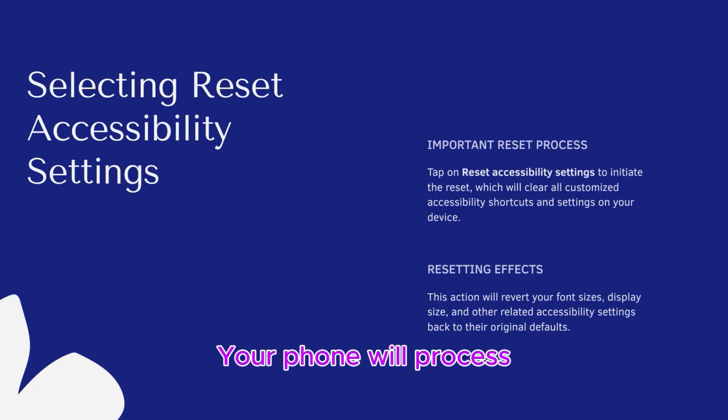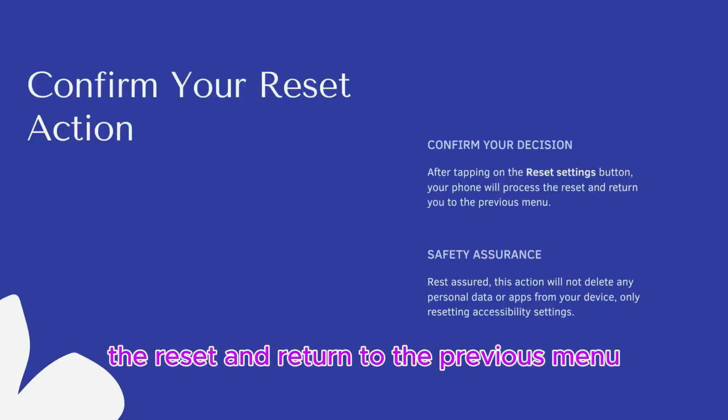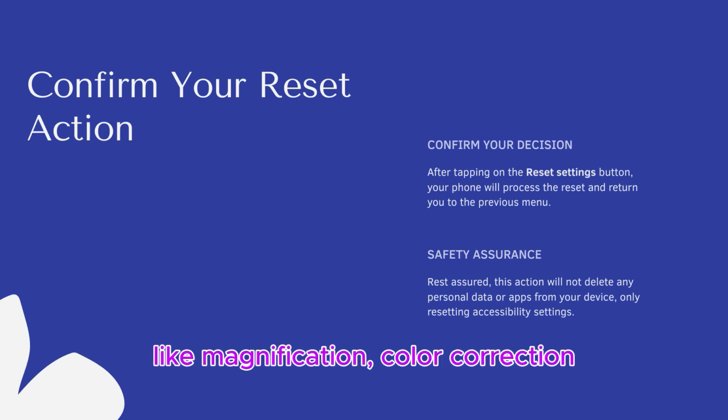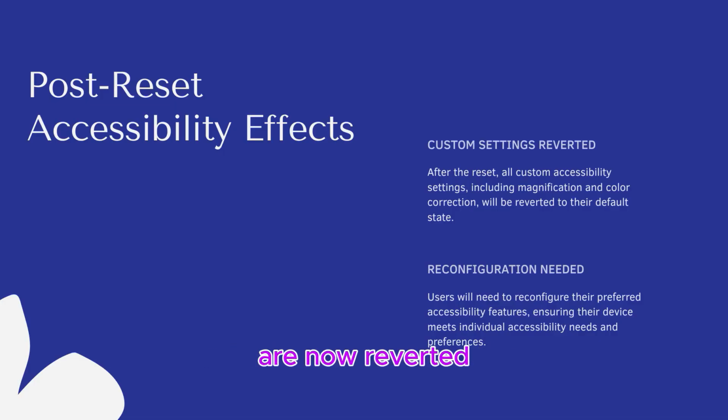Your phone will process the reset and return to the previous menu. All custom accessibility settings like magnification, color correction, and TalkBack configurations are now reverted. You will need to reconfigure any specific accessibility features you use.